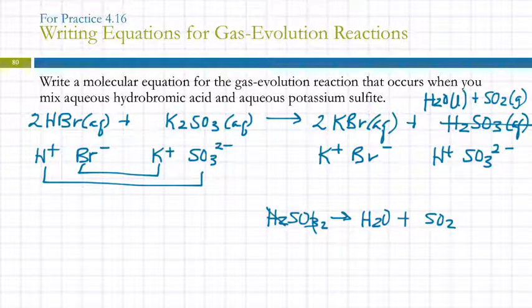Now this is a reaction where the sulfite does not stay together. It does come apart. So we do have to look at the sulfur and the oxygen separately and make sure that that's okay. Let's check our hydrogens first. 2 hydrogens and 2 hydrogens, so that's okay. Over here I've got 1 sulfur, and there I've got 1 sulfur. I've got 3 oxygens. I've got 2 oxygens in the SO2 and 1 in the water, so that's okay.